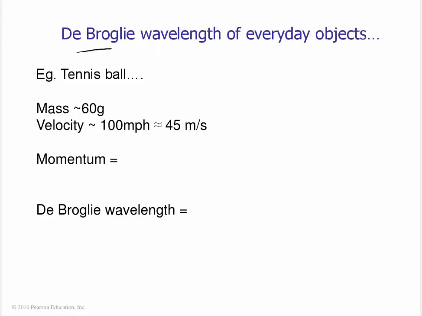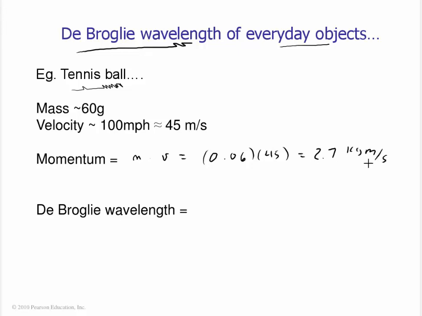Now, how come we don't see the wave-like property of ordinary everyday objects? Well, it turns out that they're just too darn big. Let's just take, for example, a tennis ball. We could say that the momentum is going to be equal to the mass times the velocity, and if you look up a tennis ball, it's going to have about a 60-gram mass, so 0.06 kilograms, and if we pitched that thing at 100 miles per hour, or 45 meters per second, we can calculate the momentum. 2.7 kilogram meter per second.